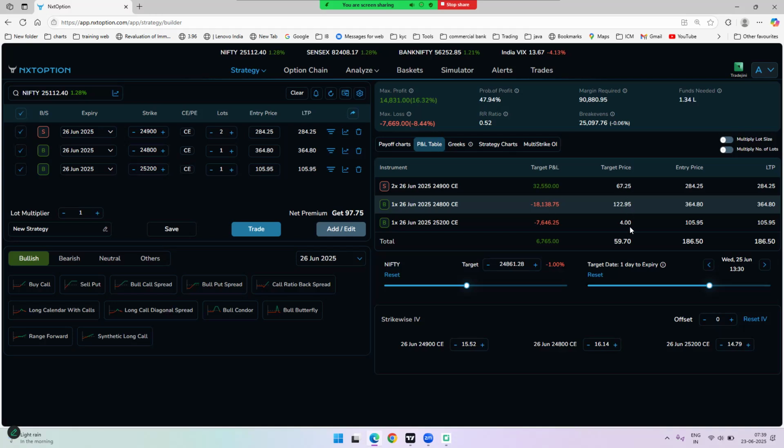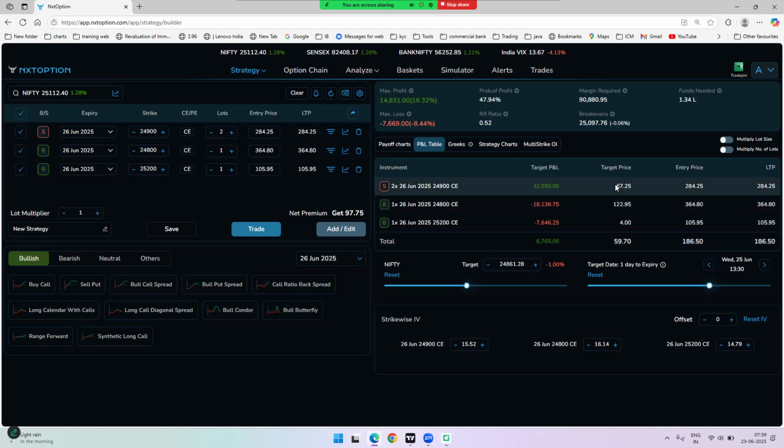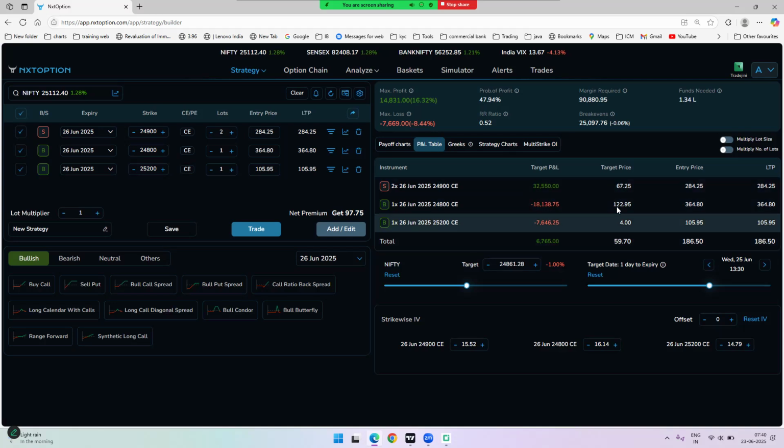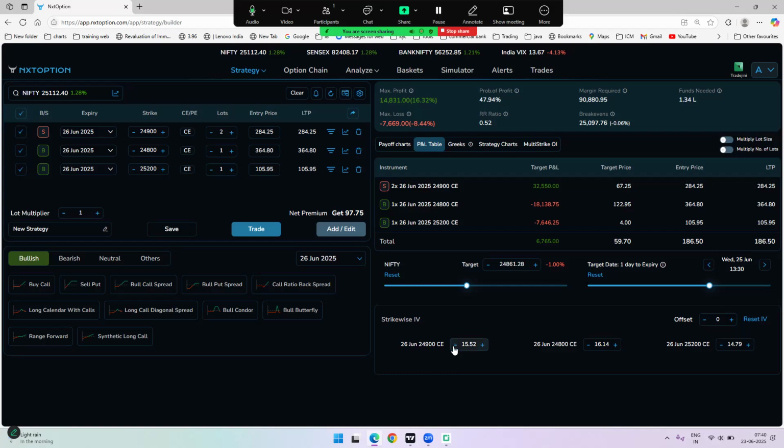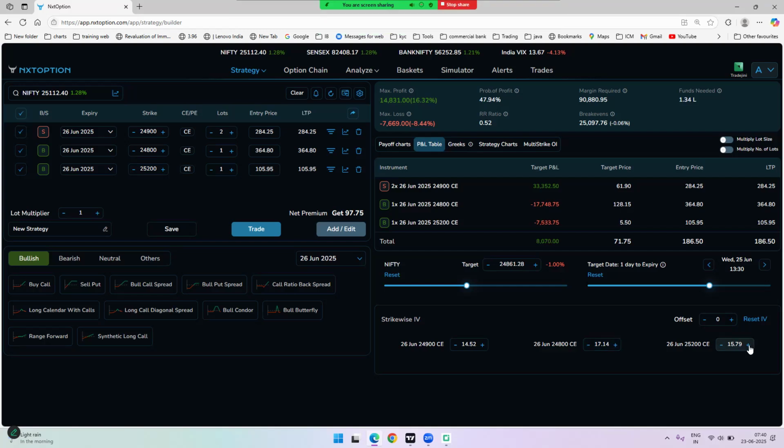So based on that, the system will automatically calculate an estimated premium which will be prevailing in the market, assuming that you're taking the same level of IV. So even if the IV changes, the targeted P&L will also change. IV is something that keeps changing every second, so forecasting IV will be a major challenge. So you can modify the IV and forecast how much profit you are going to earn.